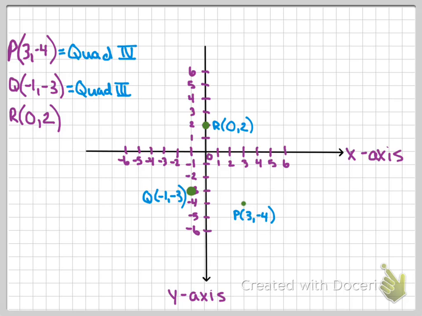Now what about R? Is it technically in a quadrant? No. Where is it located? It's lying on the y-axis. So that's what I would say for the location, the y-axis. Okay? So anytime a point is directly on the axis, that's going to be the location.